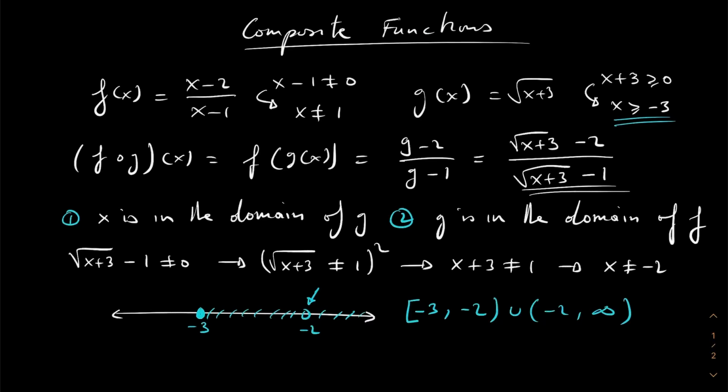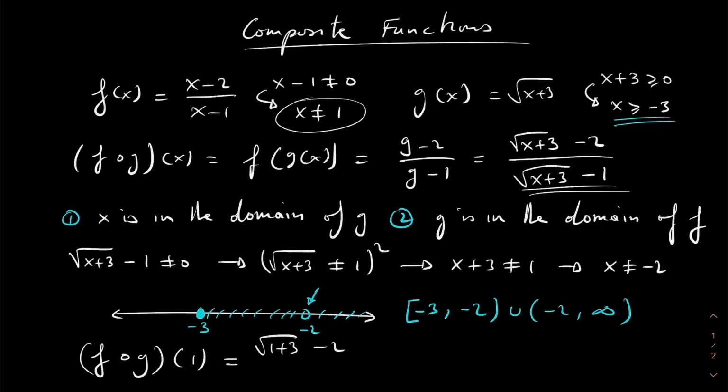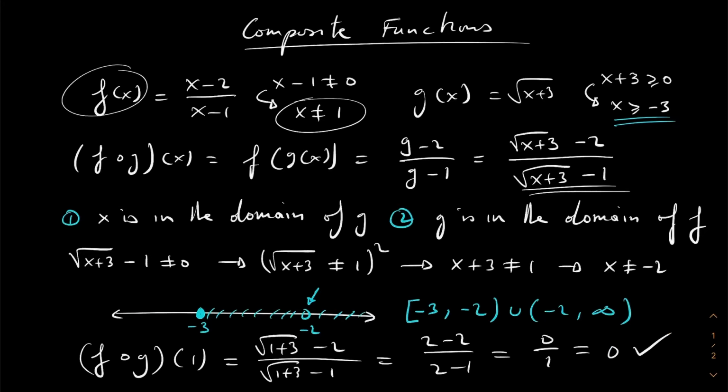And if you're wondering about the 1 coming from the function f of x, you shouldn't, because that's not our focus here. And as you can see here, if I were to plug 1 into the composite function f of g of x, then what I'm going to get here is going to be the square root of 1 plus 3 minus 2 divided by the square root of 1 plus 3 minus 1, which is going to give me on the top here 2 minus 2, and on the bottom 2 minus 1, which gives me 0 divided by 1, which gives me 0. So as you can see here, although x equals 1 is not part of the domain for f of x, it is in the domain of f of g.